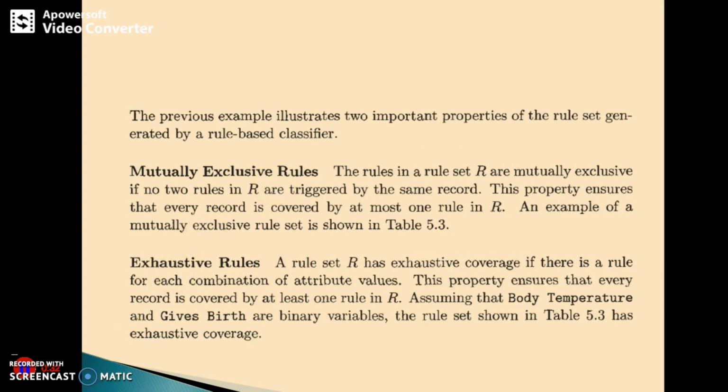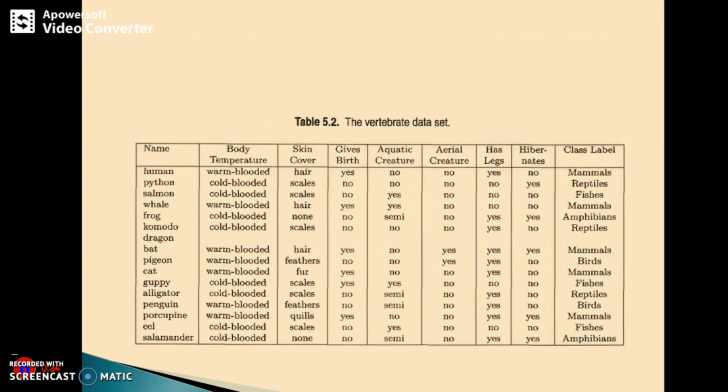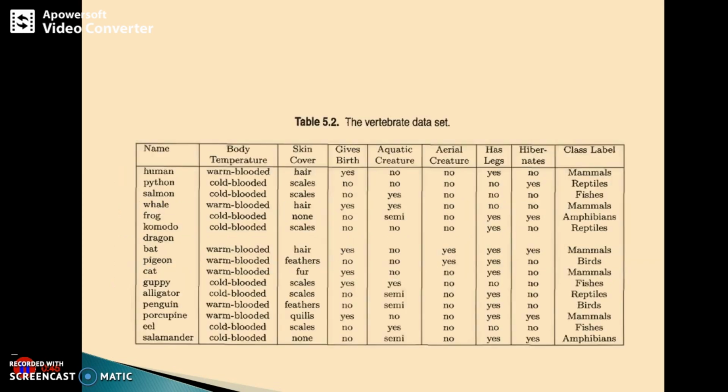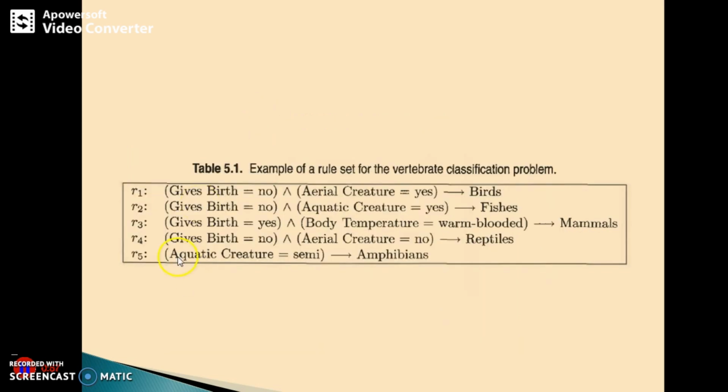I'll just tell you. One such rule among the rules we have written here: gives birth equal to yes and body temperature equal to warm blooded, then it is a mammal. Just see here, this rule is covered by 5 records. We have 5 records here which satisfy the given rule. There are some other rules as well: gives birth is equal to no and aerial creature equal to yes; gives birth is equal to no and aquatic creature is equal to yes.